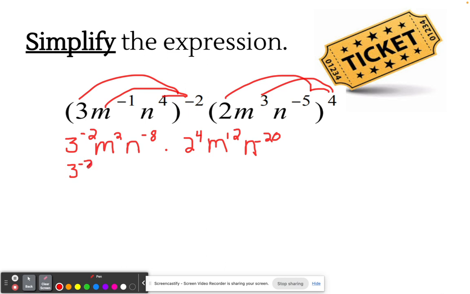It's going to go downstairs pretty soon. Then I have 2 to the 4th power. I like to keep my numbers in front. I have m to the second power and m to the 12th power. 2 plus 12 gives me m to the 14th power. I have n to the negative 8 and n to the negative 20, so it'll give me n to the negative 28.